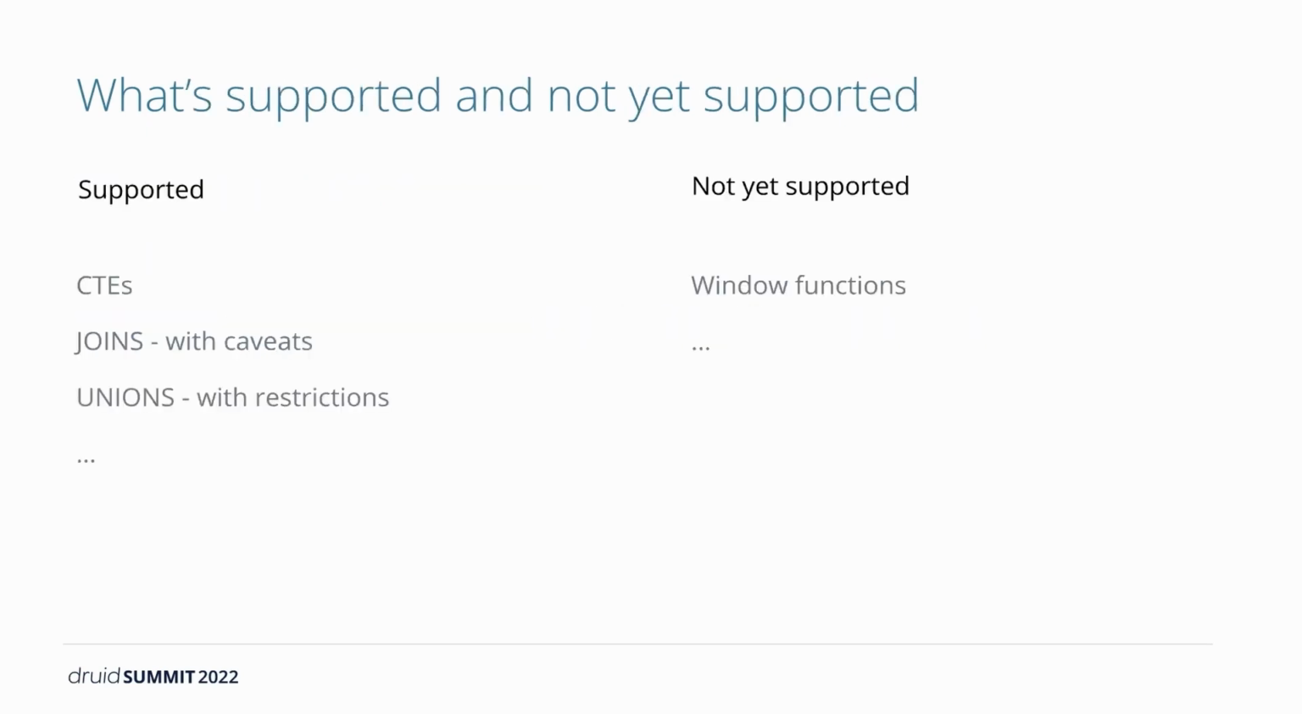Some highlights, very brief, obviously: some things that are supported are common table expressions, and some joins and unions with caveats and restrictions that we'll talk about. One thing that's not yet supported is window functions, and we'll talk about a way to get around a little bit of that.